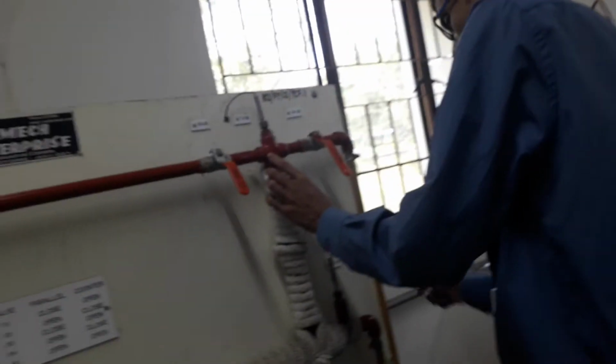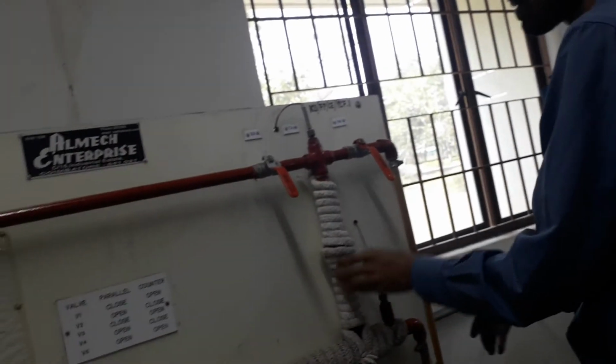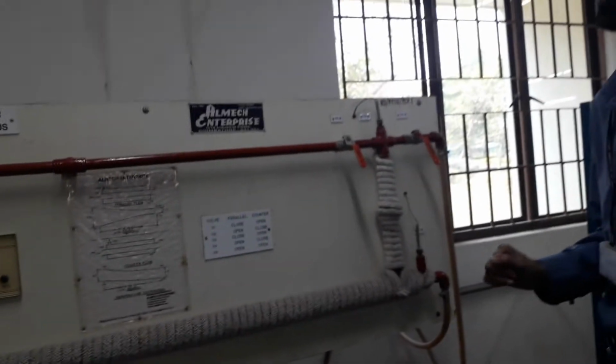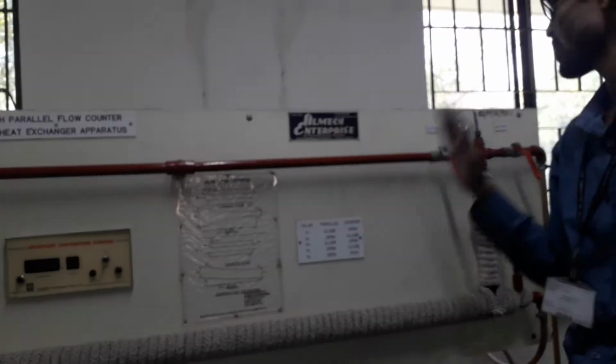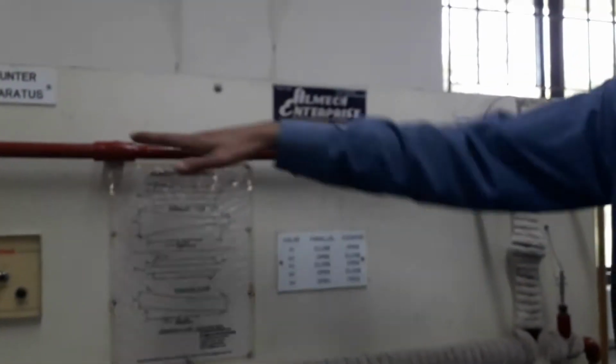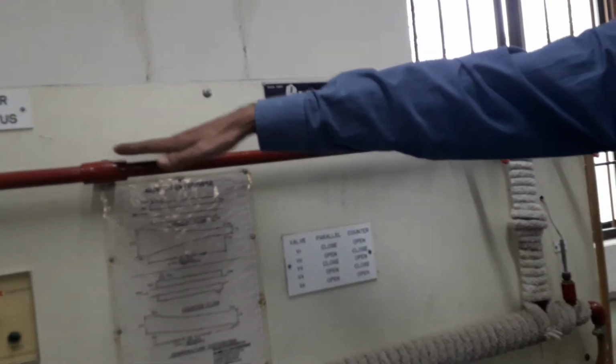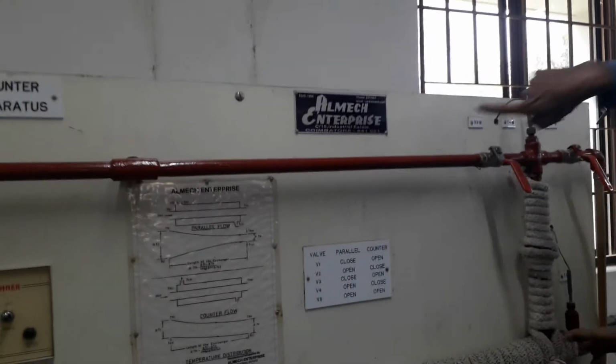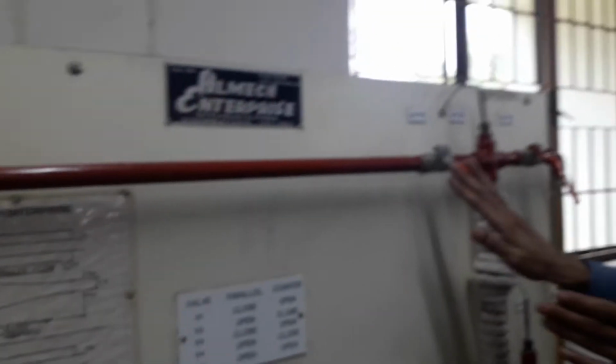So this is going out and this is also going out. So cold is becoming hot and going out. These valves will tell you what to do and what not to do. For example, the V3 valve: if I am going to have a counter current, hot is coming this side and cold is going this side, that means I have to open this.